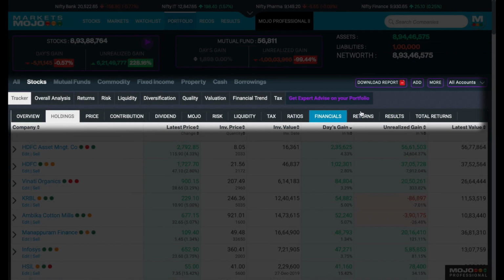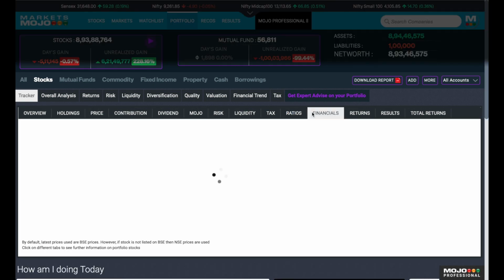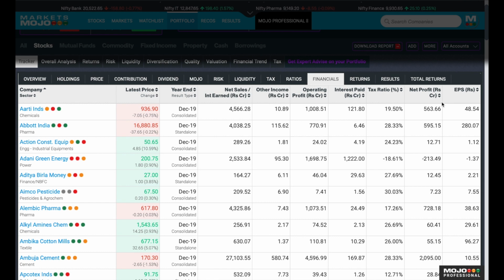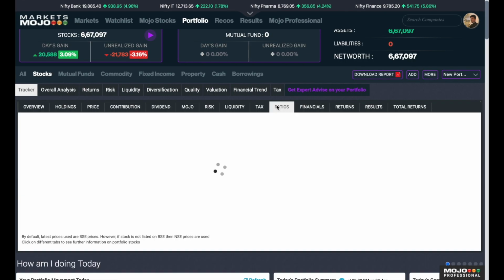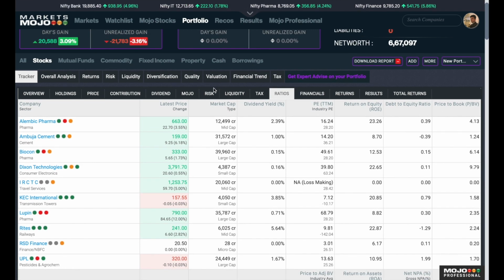The 7 dots and many other important parameters are always available for a glance in your portfolio view. You could simply click on these tabs and find out about them. You can get key financials of all portfolio companies in one place, such as the latest sales, EPS, and much more. Or click on ratios and find out about the company-specific ratios within seconds.